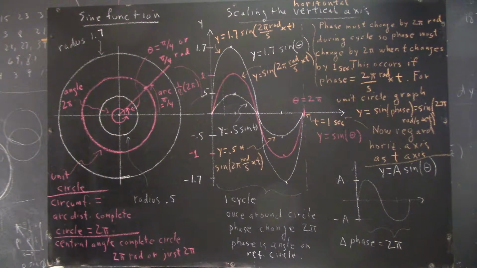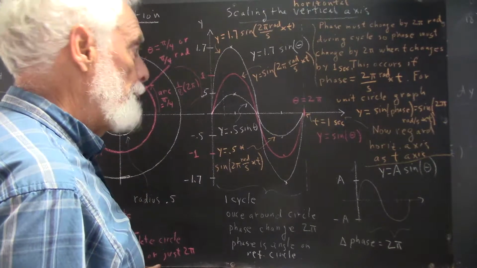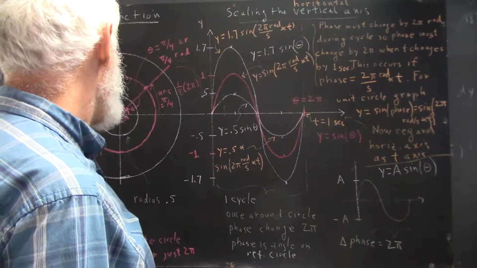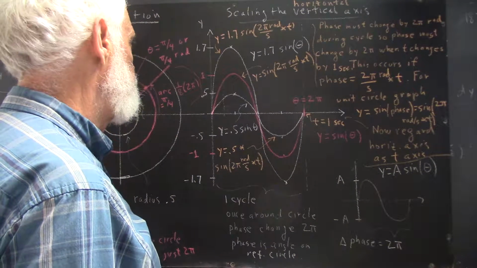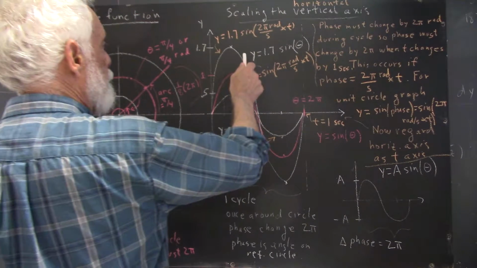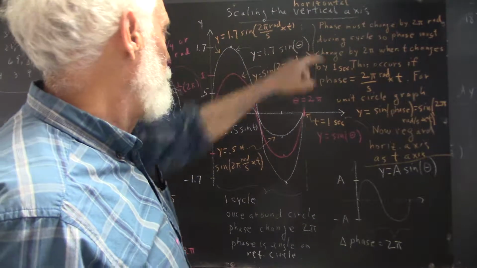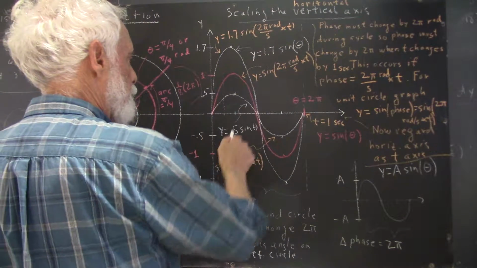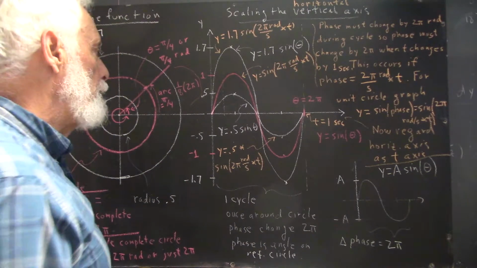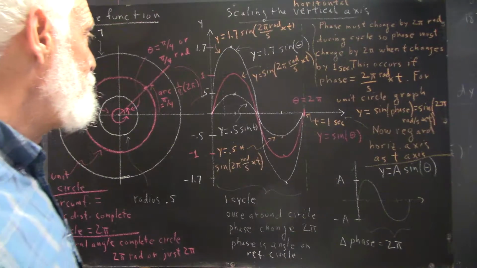Okay, well that takes care of scaling the vertical axis, and all we have to do to rescale the vertical axis for any graph is just multiply the value of the sine function by the radius of that circle. So the graph we see here is of y equals 1.7 times the sine of theta. The graph that we see here is y equals 0.5 times the sine of theta.